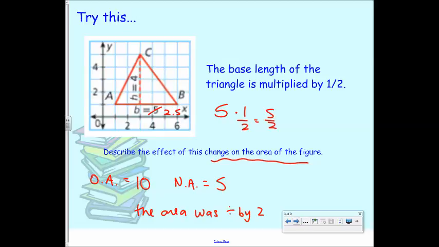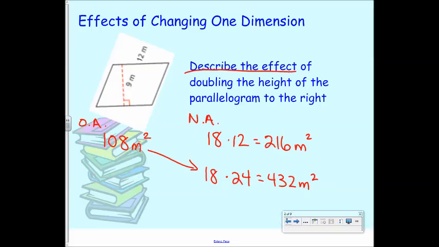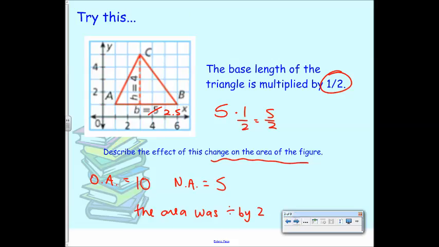Okay? So if you just change one dimension, it's only going to change by that amount. If you cut the base in half, and you're only changing one dimension, the area was cut in half. Just like over here, if we doubled one dimension, then our area doubled. So when you change one thing, the same rule applies to your new area. So you don't even really have to find the new area. If you're changing one dimension, just multiply it by whatever your dimension change was. And if that doesn't click, you can always find the old area and the new area. It doesn't take that long.